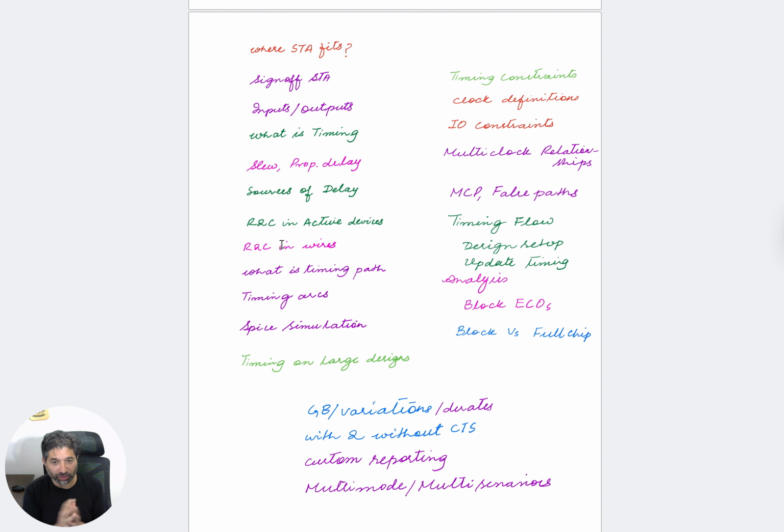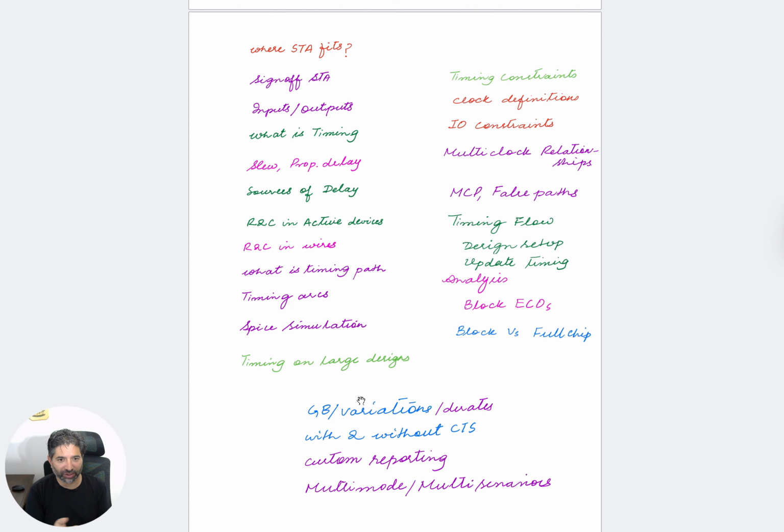ECO flows are very critical toward the last stages of fixing hold, fixing setup, fixing trans, and cap. We'll talk about those. What is the difference between a block-level flow and a full-chip timing flow? What are the key differences between them? Then within the timing flow, there are certain important concepts. I didn't mention it here, but I just thought about path-based analysis versus graph-based analysis. Then guard band, variations, derates, STA with CTS and STA without CTS. Why we do it, what pros and cons, settings, etc.